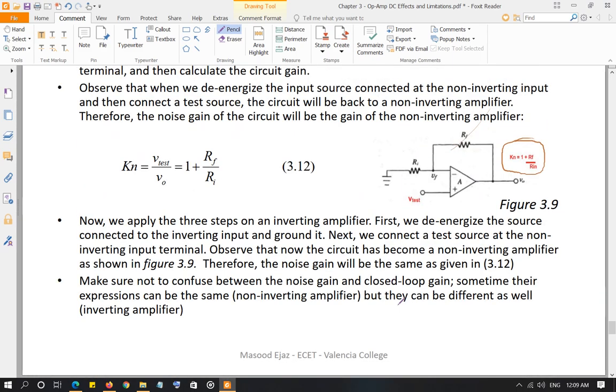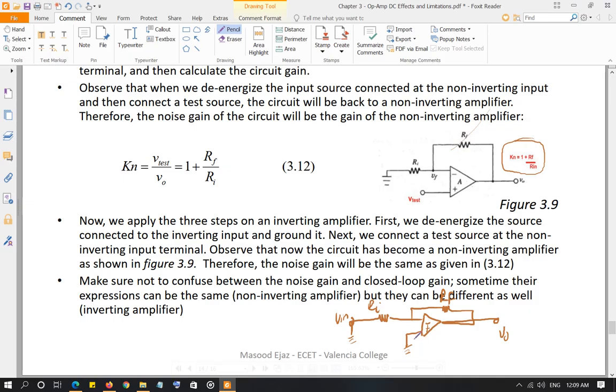Since I'm not showing you the inverting amplifier, I'm just going to draw it for you. So your inverting amplifier has the negative and positive inputs and the output. That's your RF, that's your RI, and then of course you have ground. Right, that's your inverting amplifier. So to calculate noise gain, this is the input voltage. First you're going to ground the input source.